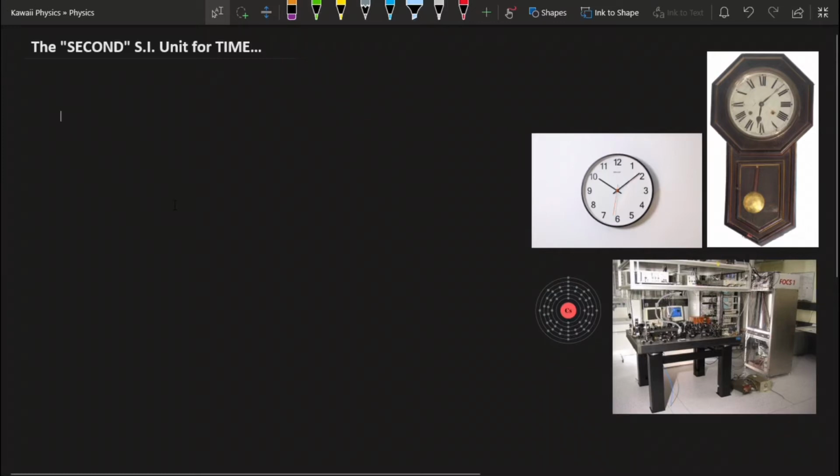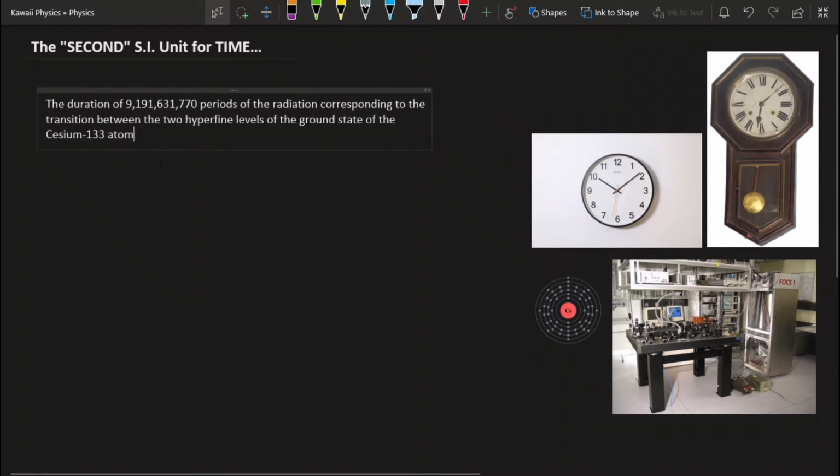In this video, we will talk about the SI unit for time, that is second. So what is second? Well, according to the latest definition, the second is defined as the duration of 9,191,631,770 periods of the radiation corresponding to the transition between the two hyperfine levels of the ground state of the cesium-133 atom.